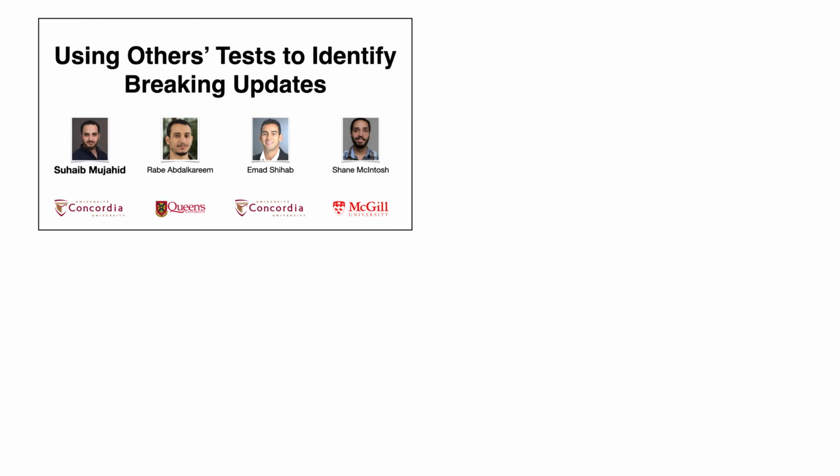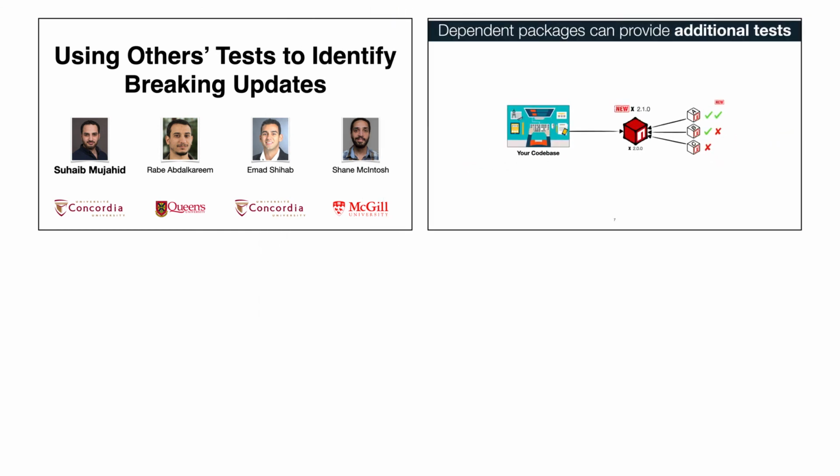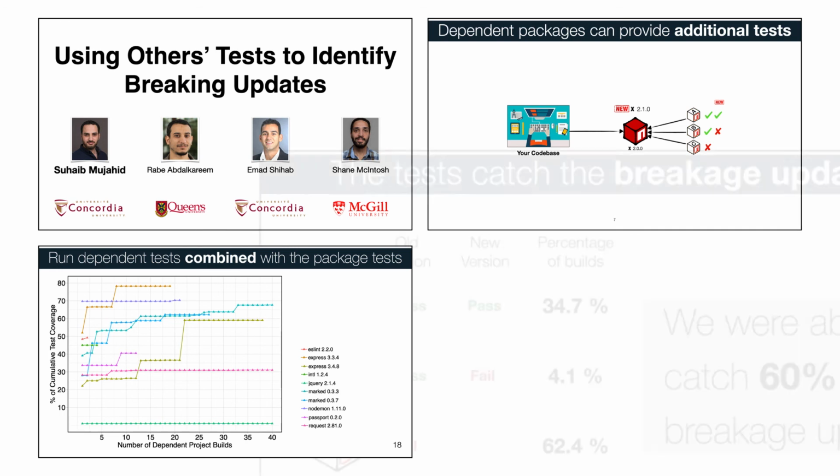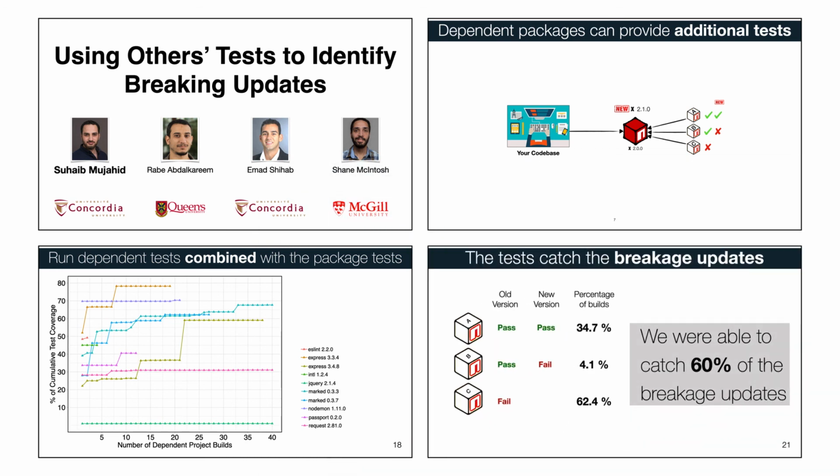To wrap up, I started by motivating our work of using other tests to identify breaking updates. Then I explained our approach at a very high level. Next, I showed our results related to improving the test coverage. Finally, I showed that our approach was able to catch 60% of the breakage-inducing versions.